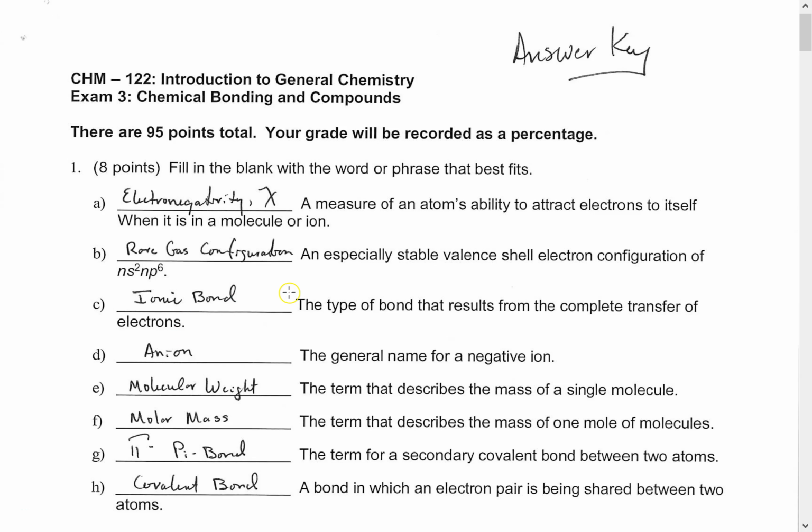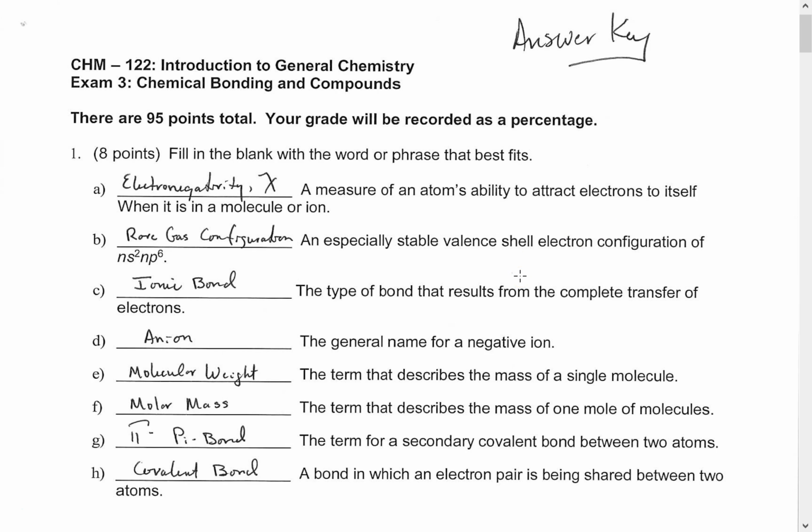So we went through the test in class, but let's go ahead and take a quick look at it again. A measure of an atom's ability to attract electrons to itself, that is electronegativity. Remember, that increases from left to right, and for the group A elements anyway, it increases up the group. B, an especially stable valence shell electron configuration.